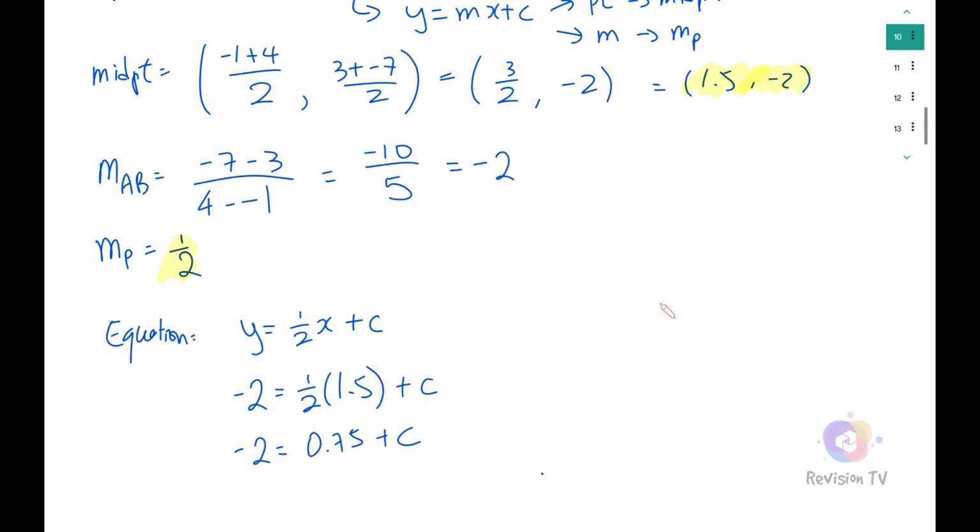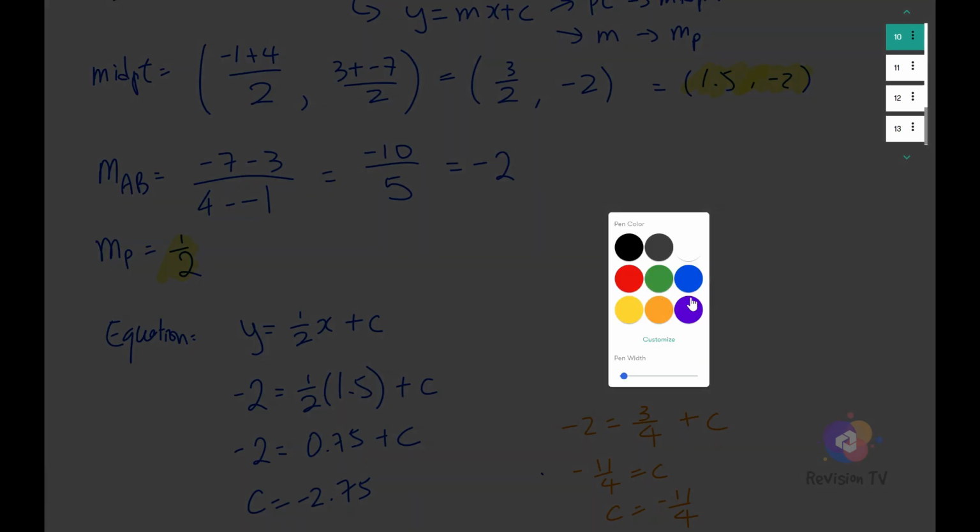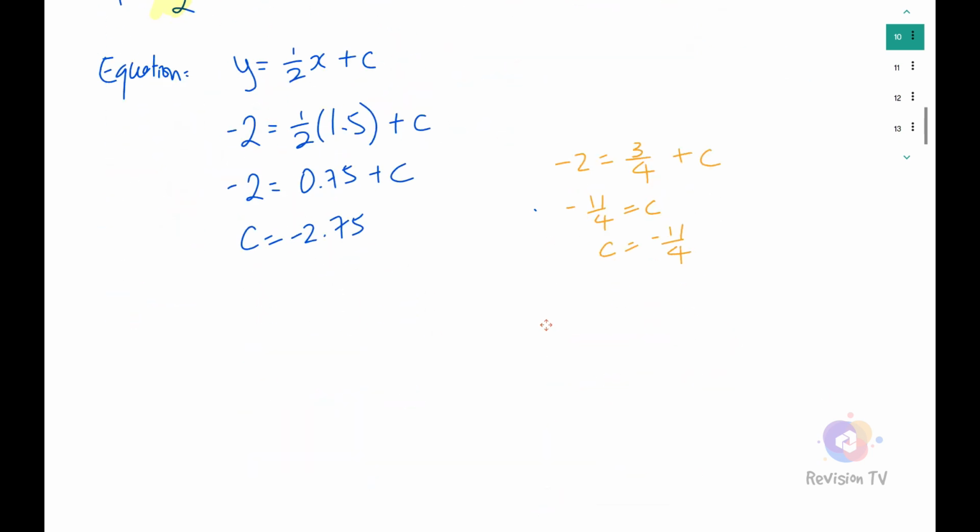If you like to work in fractions, you can as well. You should get 3/4 in here. So minus 2 equals 3/4 plus c. Next, I do the minus 0.75, move it to the left hand side, it becomes negative, take away. So it'll be c equals negative 2.75. If you're using fractions, you should get minus 11 over 4 equals c. So c equals negative 11 over 4. All right, so let's move on. Once you've got that, then you can do y equals a half x minus 2.75.